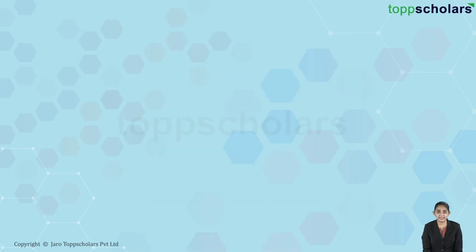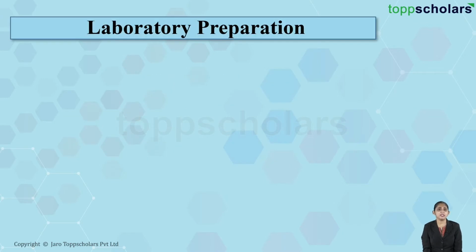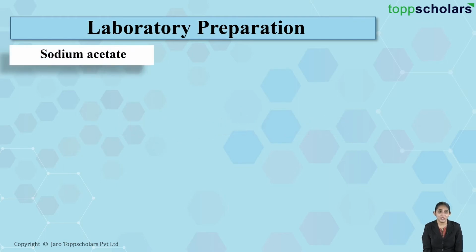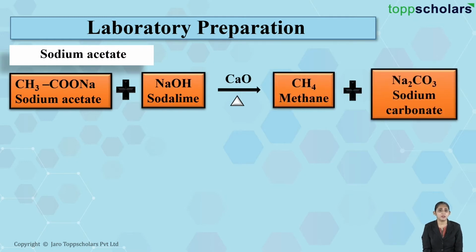Today we'll be discussing methods of preparation of methane and ethane. Now friends, let's talk about the laboratory preparation of methane using sodium acetate. When sodium acetate is heated with soda lime, now what is soda lime? Soda lime is a mixture of sodium hydroxide and calcium oxide. So what happens over here is it results in the formation of methane and sodium carbonate.